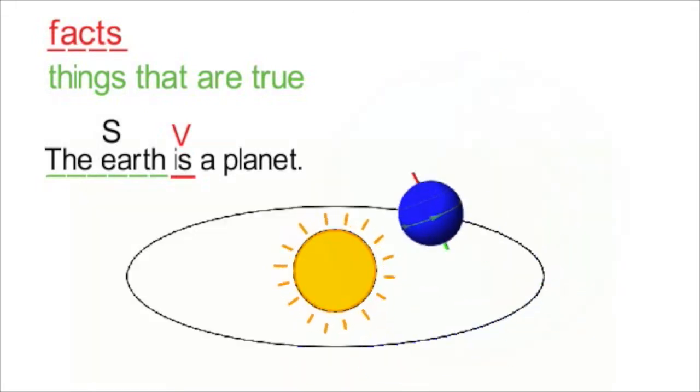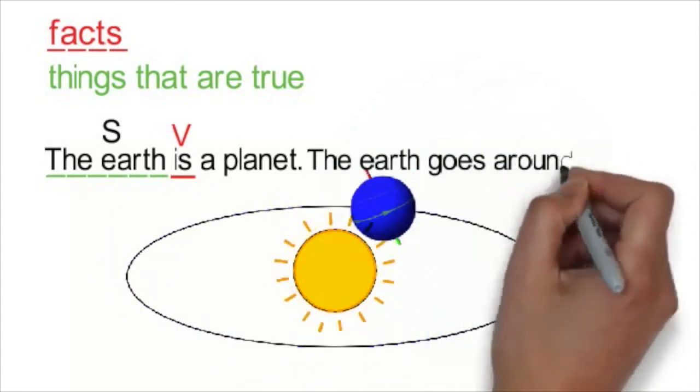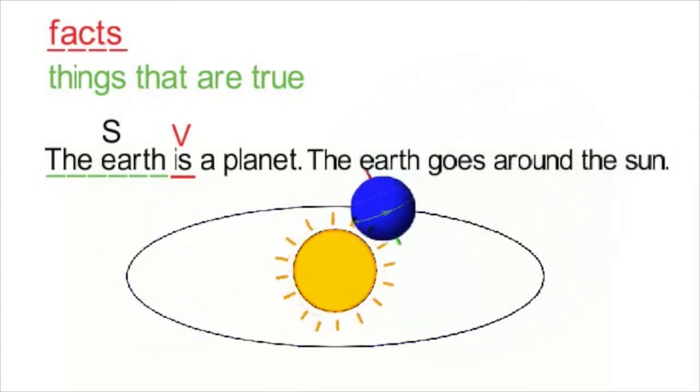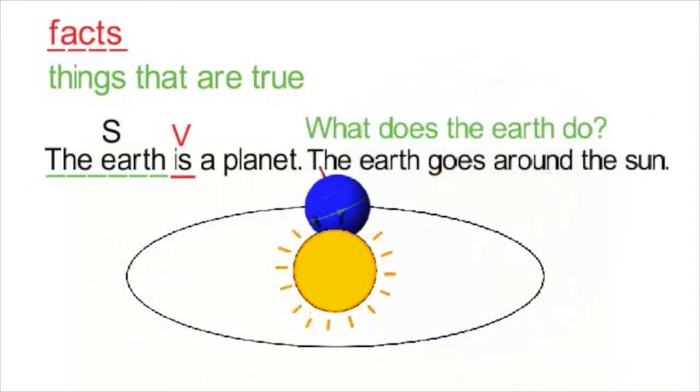Second, the Earth goes around the sun. In this sentence, the subject is again the Earth. What does the Earth do? It goes around the sun. Goes is the verb in the present simple tense, so we use present simple verbs for facts.